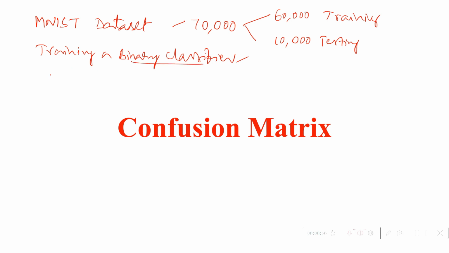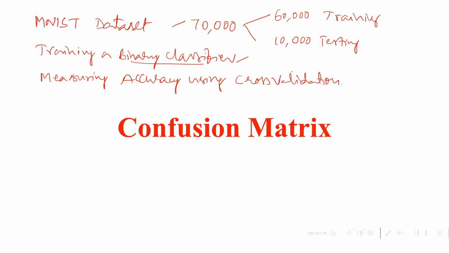In the previous video, we discussed measuring accuracy using the cross validation function. To find out the performance of any classifier, there are different ways. One way is cross validation. Compared to measuring the accuracy using cross validation, there are different types of performance metrics.